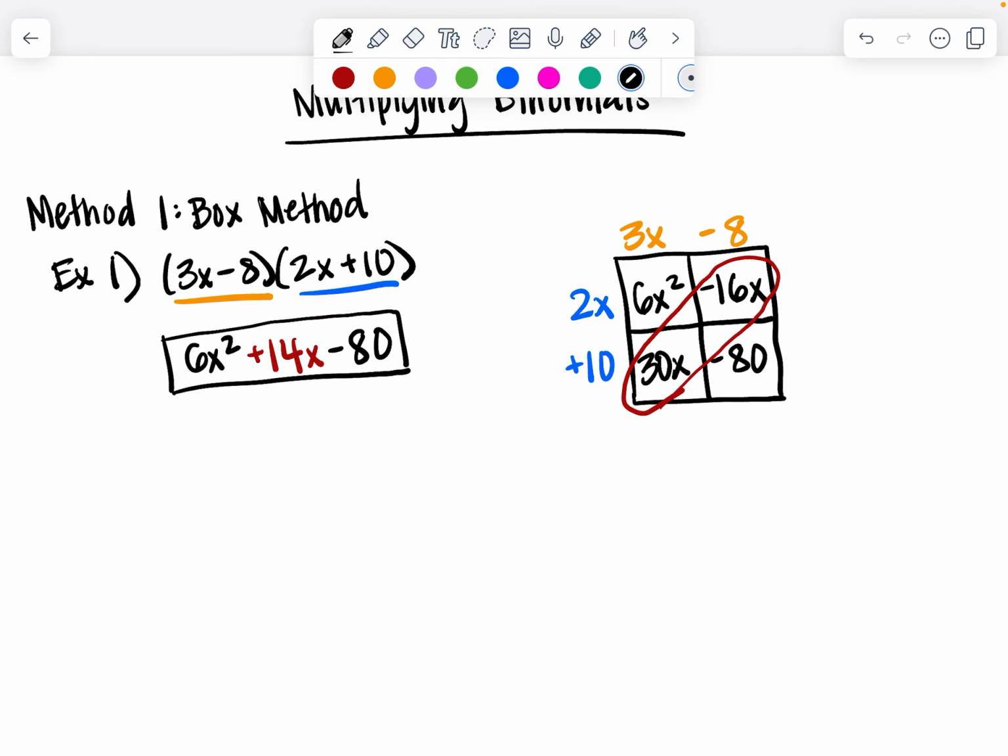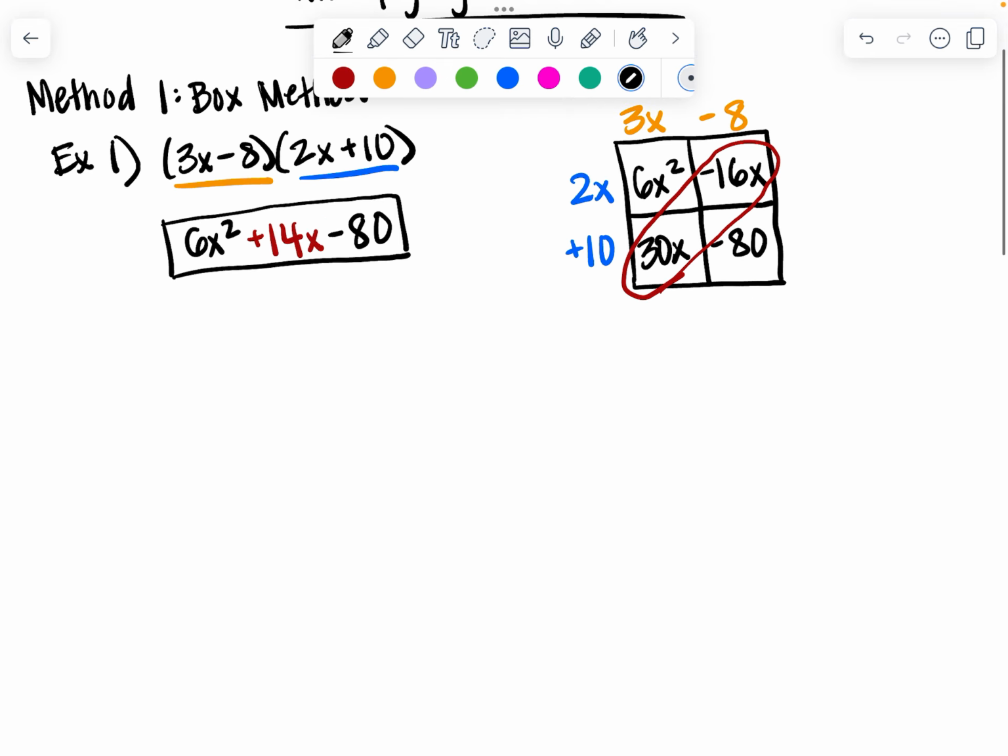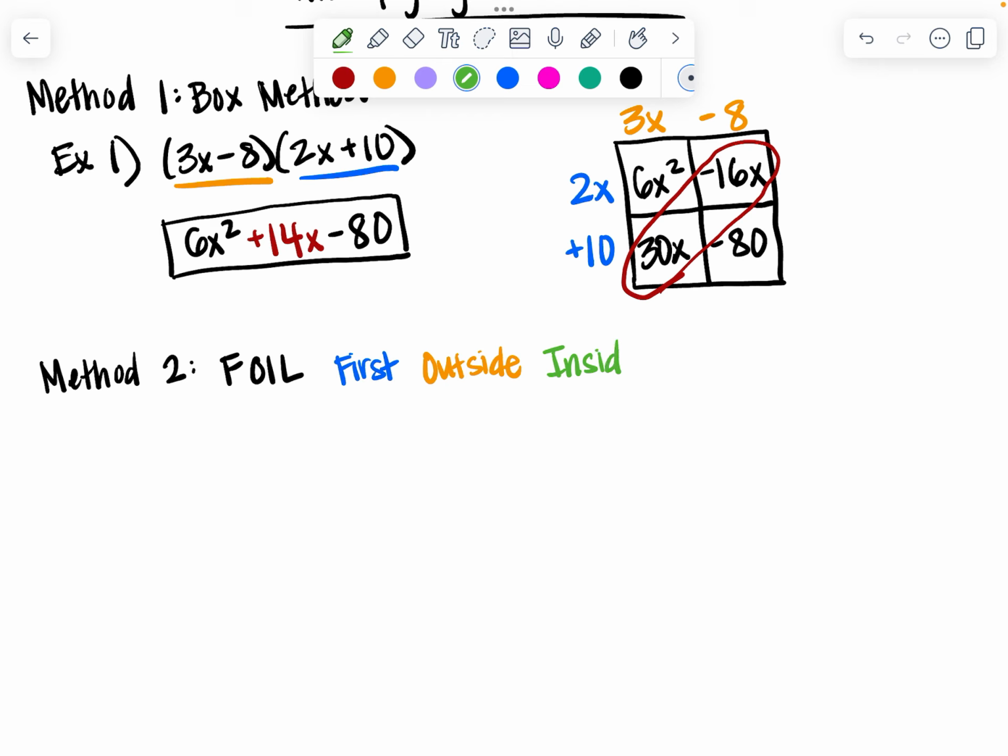That's method one. Now I'll show you method two, FOIL. And FOIL stands for first, outside, inside, and last.